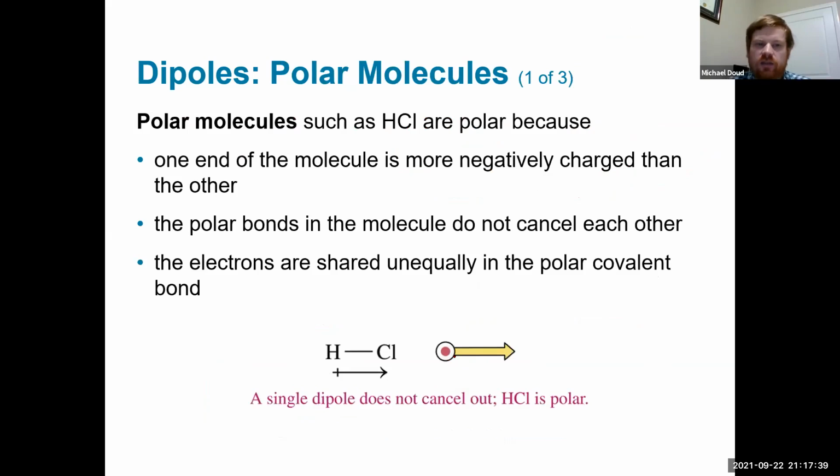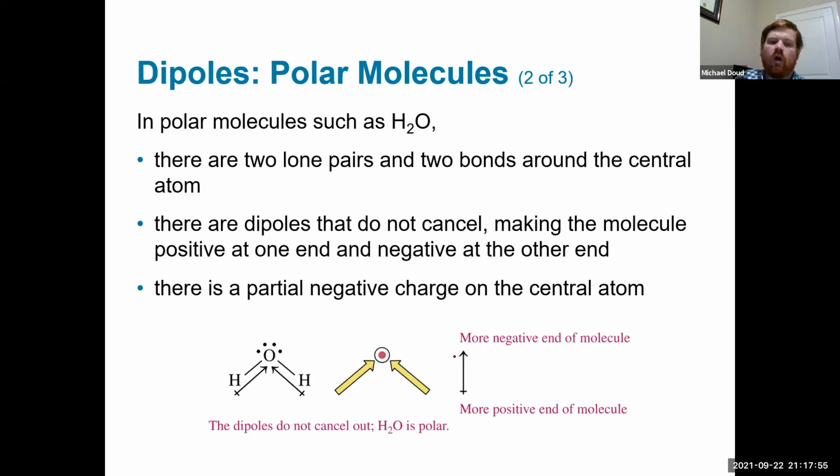Okay. Now, on the other hand, you have polar molecules. We talk about HCl because one end of the molecule is more strongly electronegative. So it's going to pull the electrons to its side, and this is not canceled out by any other bond. Okay, water is another good example of this. So water has 2 dipoles. We've got a dipole for each hydrogen-oxygen bond, pointing from the hydrogen to the oxygen.